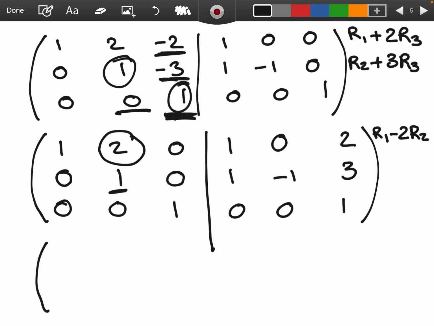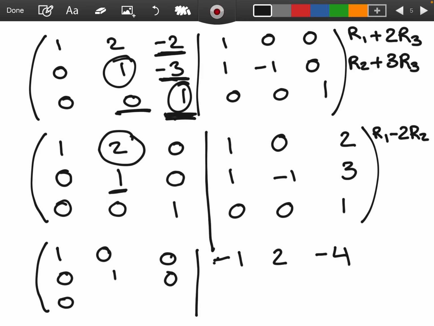So my new row 1 is going to be 1, and then 2 minus 2 times 1 gives me 0. 0 minus 2 times 0 gives me 0. 1 minus 2 times 1 gives me negative 1. 0 minus 2 times negative 2 gives me 2. And 2 minus 2 times 3 is going to give me negative 4. And then my row 2 and row 3 remain the same.